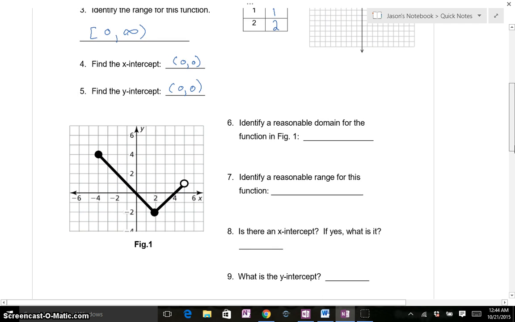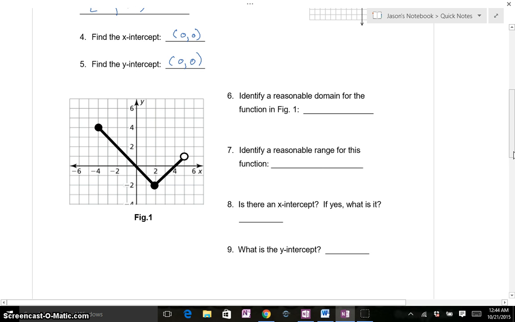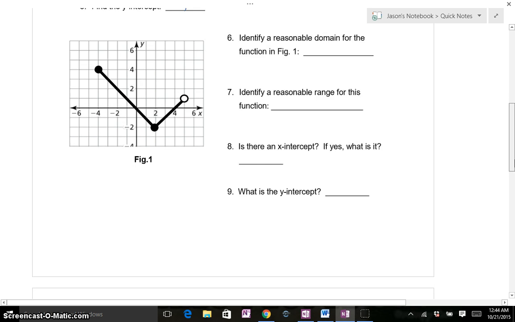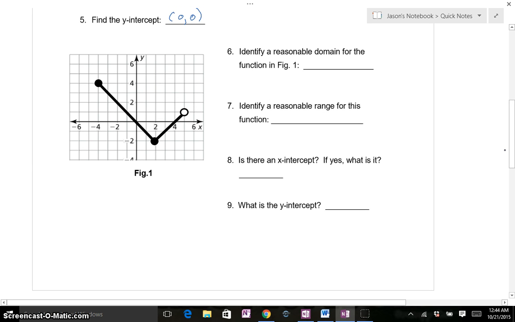Alright, now we're going to identify a reasonable domain for the function in figure 1. Reasonable domain, well, as you can see, it's the span of the x values. So it's going to be from negative 4 all the way to positive 4, including negative 4. So we'll have a bracket, negative 4, comma, positive 4, open parenthesis.